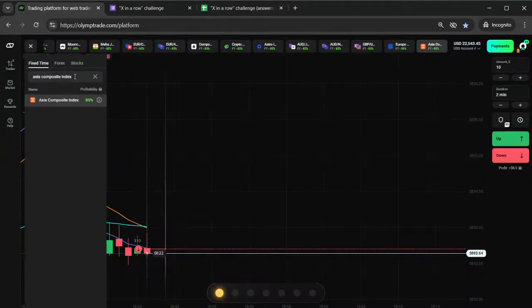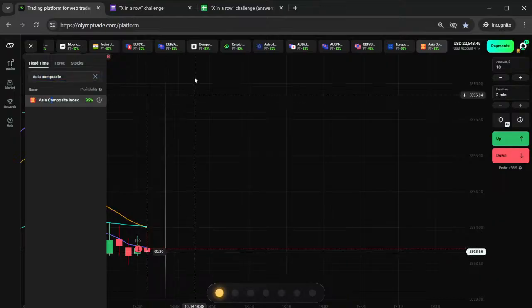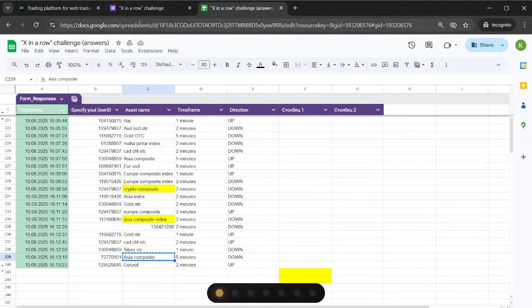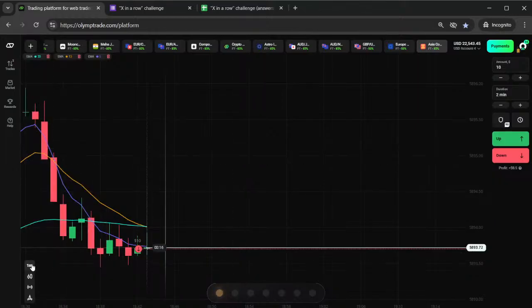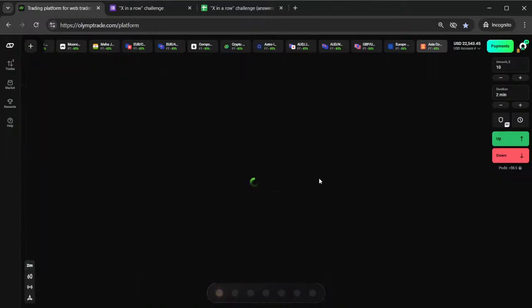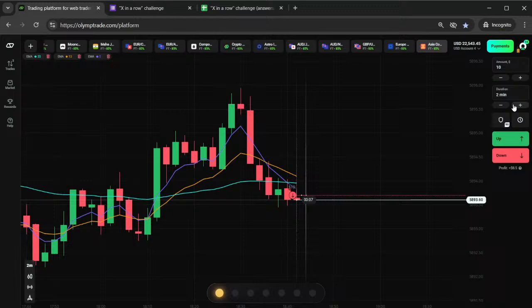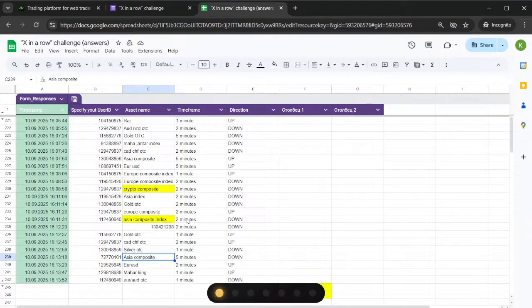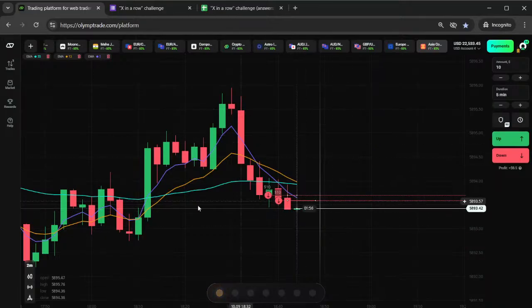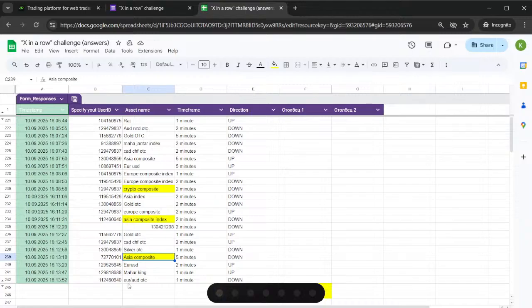Okay, let me pick Asia composite. Okay, Asia composite, we are already there. 5 minute down. Let me see if we can analyze it for 2 minutes at least. So majority of time, minimum chart time frame I am considering is 2 to 3 minutes, and then I am taking a trade for at least 1 or 2 or 3 candles. Okay, so this is the one which I have used for the next trade, $10 in Asia composite downward direction.